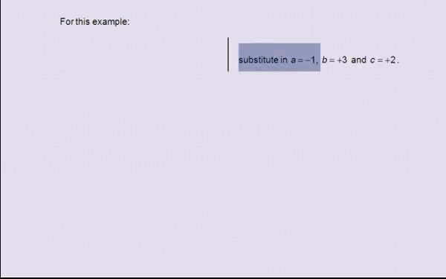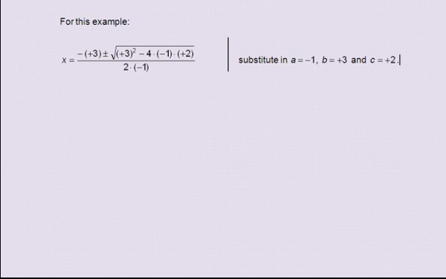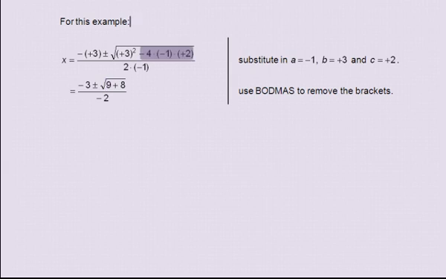For this example, the first stage is to substitute a equals minus 1, b equals plus 3 and c equals plus 2 into the quadratic formula, which gives this. Next, use BODMAS to remove the brackets. Minus plus 3 gives minus 3. Plus 3 squared is 9. Minus 4 times minus 1 times plus 2 is plus 8, and 2 times minus 1 is minus 2.